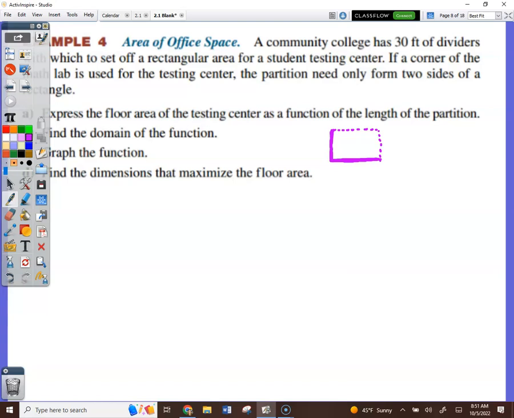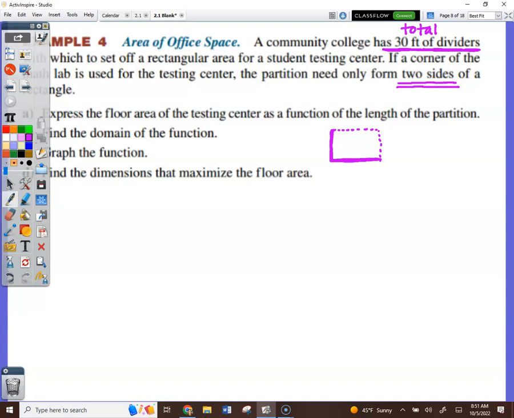How much of the dividers do I have? Like total, how many feet in dividers? 30 feet. This is huge right here. This is telling me how much you have to work with total. You have 30 feet. What shape is it? Rectangle. Don't draw a square. It's a rectangle.